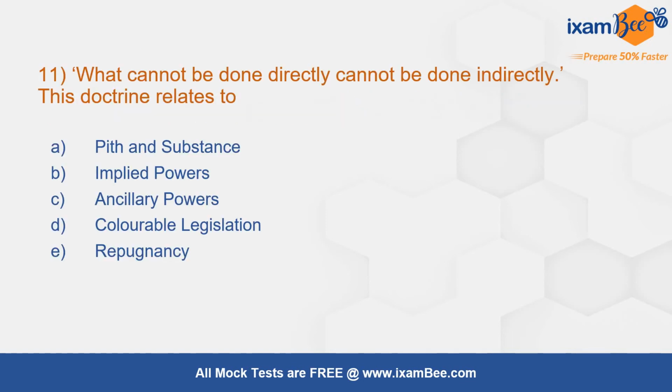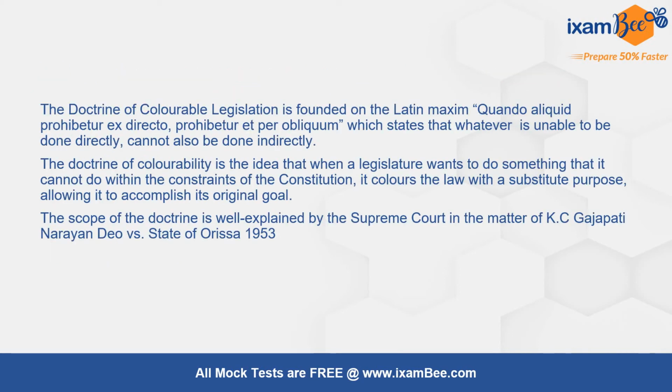Moving to question 11. What cannot be done directly cannot be done indirectly. This doctrine relates to... the correct answer is colorable legislation. The colorable legislation doctrine is founded on the Latin maxim quando aliquid prohibetur ex directo, prohibetur et per obliquum, which states that whatever cannot be done directly cannot be done indirectly.